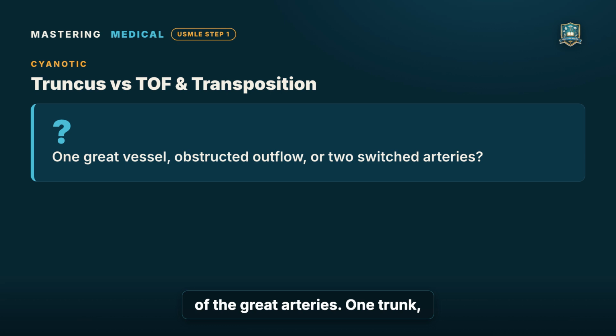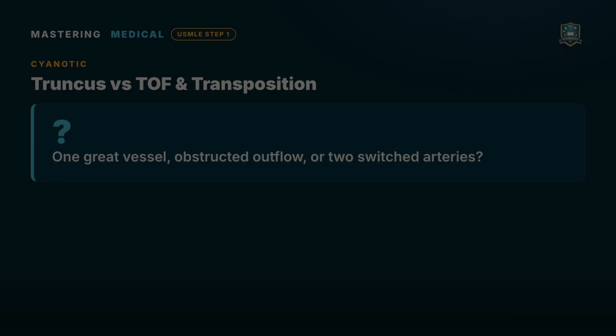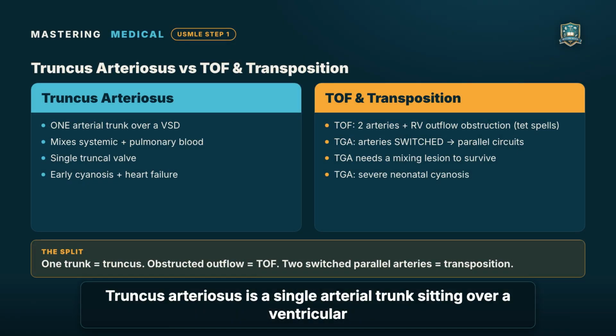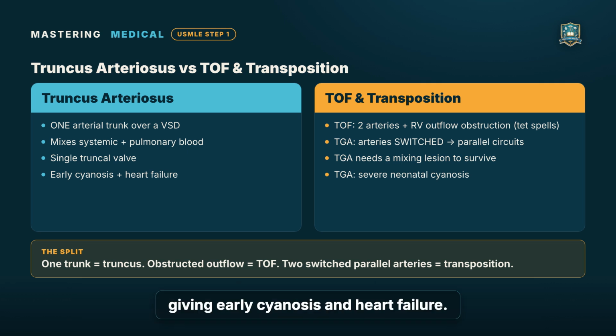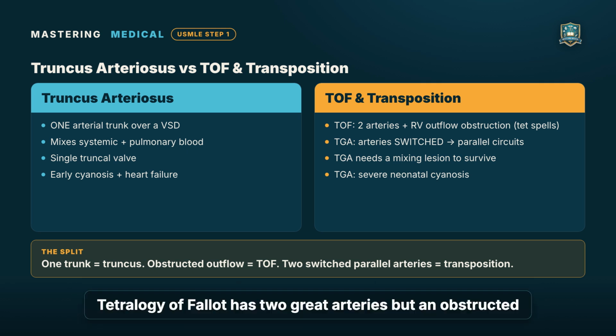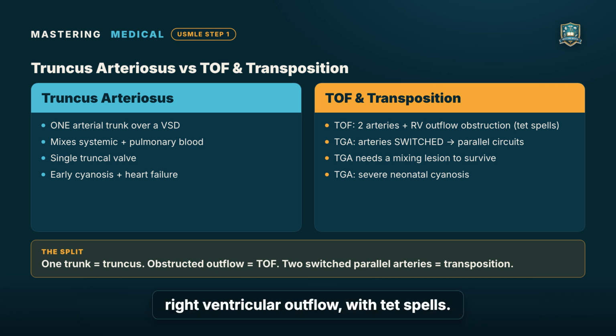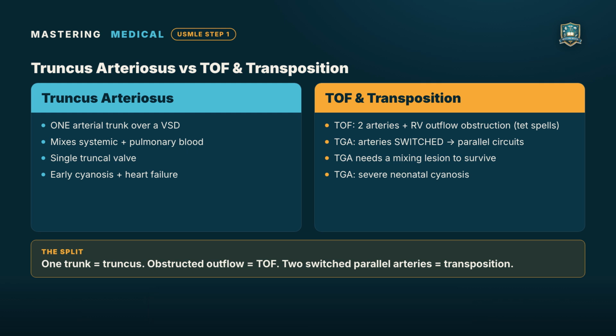Three early cyanotic lesions that are easy to blur: Truncus arteriosus, tetralogy of Fallot, and transposition of the great arteries. One trunk, one obstruction, or two swapped vessels. Truncus arteriosus is a single arterial trunk sitting over a ventricular septal defect. So systemic and pulmonary blood mix in one vessel, giving early cyanosis and heart failure. Tetralogy of Fallot has two great arteries but an obstructed right ventricular outflow with TET spells.